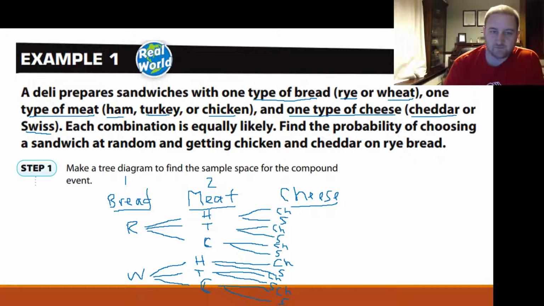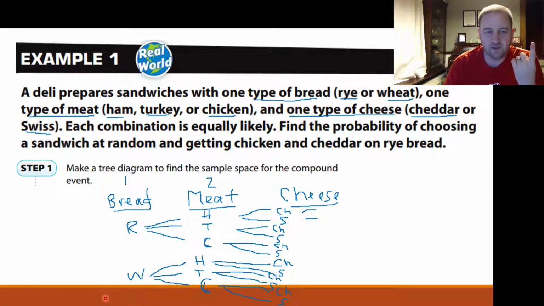All right. So now, how many possible outcomes are there? Well, there's rye with ham and cheddar. That's one outcome. There's rye with ham and Swiss. That's a second outcome. Then rye with turkey and cheddar. That's a third outcome. Or you could have rye with turkey and Swiss. That's a fourth outcome. Rye with chicken and cheddar, that's a fifth outcome. Rye with chicken and Swiss is 6.